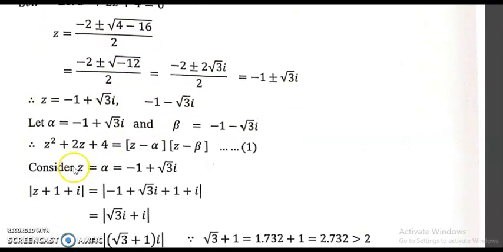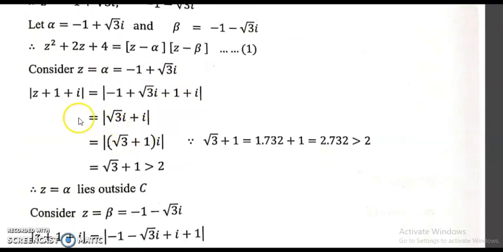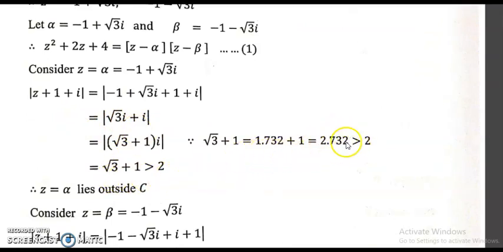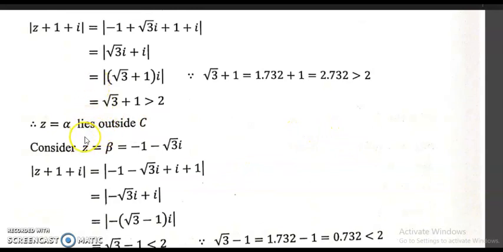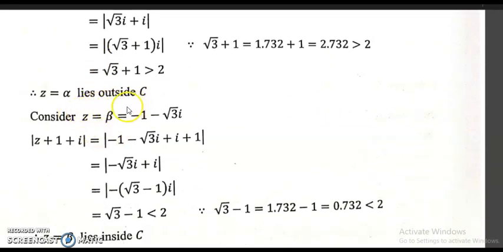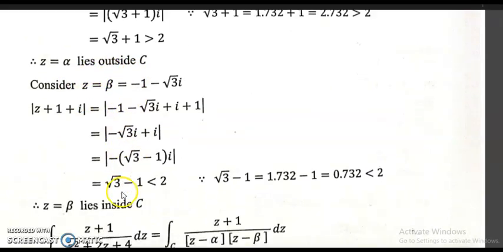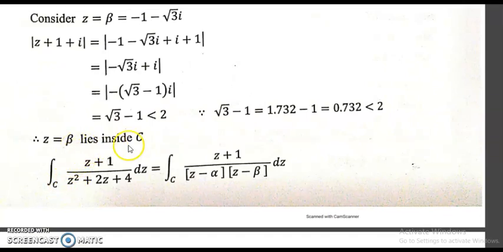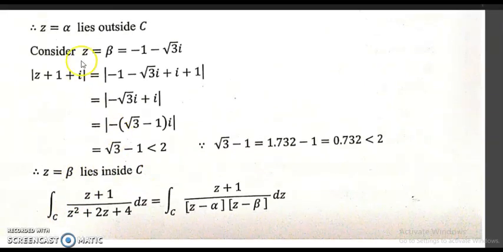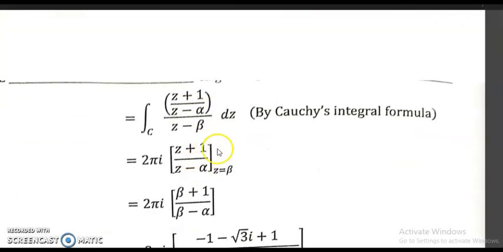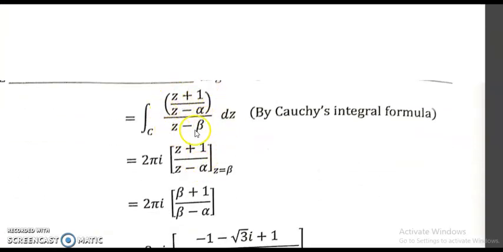Find the z values. You can take them as alpha, beta. Then verify whether each lies inside or outside. You have the hint here. If alpha is lying outside, you have to take alpha to the numerator. Beta, you can consider also. You can apply the same concept. Beta lies inside and alpha lies outside. So after rewriting the equation, for the outside point, you apply the same concept.